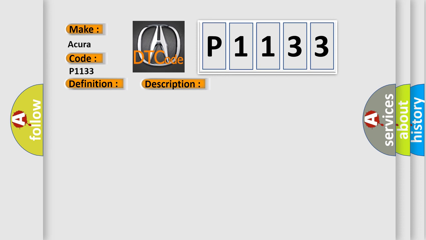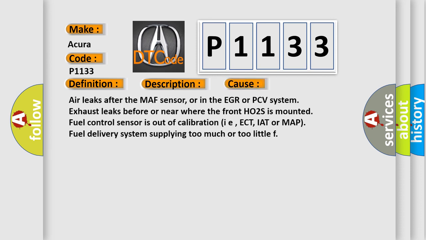This diagnostic error occurs most often in these cases: air leaks after the MAF sensor, or in the EGR or PCV system, exhaust leaks before or near where the front HO2S is mounted, fuel control sensor is out of calibration, i.e., ECT, IAT or MAP, fuel delivery system supplying too much or too little fuel.